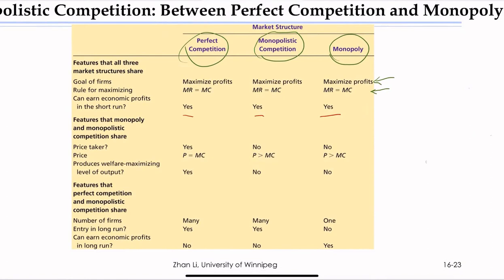Whether a firm is a price taker. Well, you can see that this only holds in perfect competition, right? Because we have many firms and they're selling the exact same product. So they have zero market power. So they take the price as given.